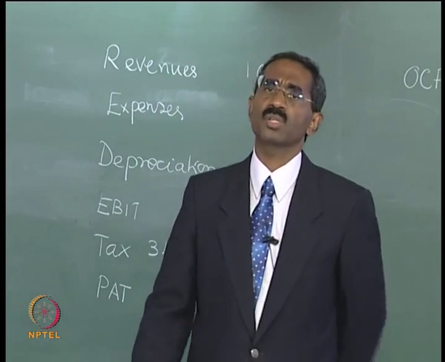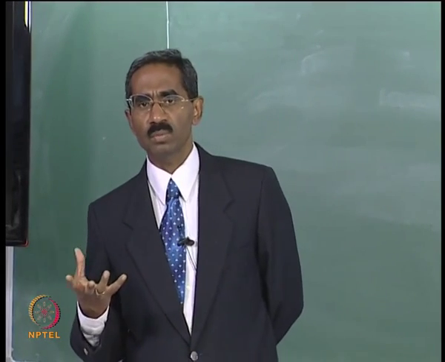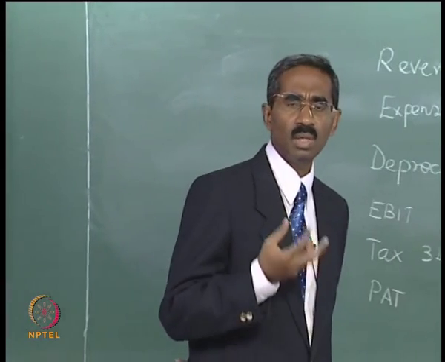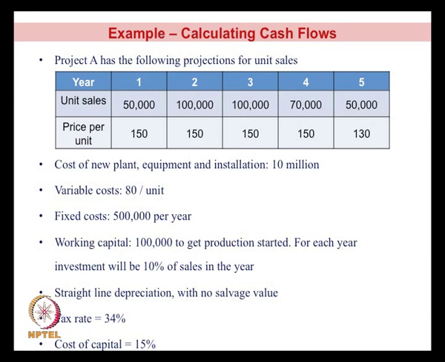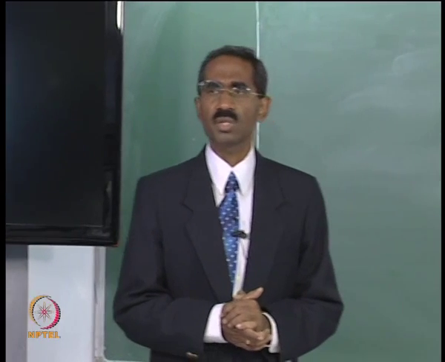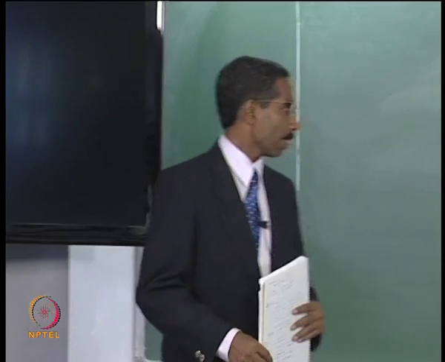Now this is just an illustration. Very rarely will you actually find projects with no salvage value. In most cases there will be at least some scrap value which one can get by disposing of the assets. And then we also assume that the tax rate is 34%, and the cost of capital for the project is 15%. Now with this information, can we calculate the different types of project cash flows? Let us start one by one.